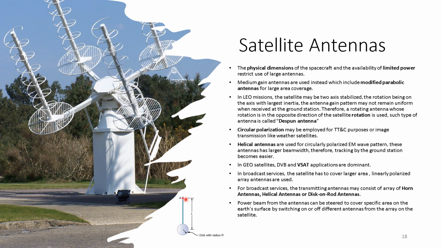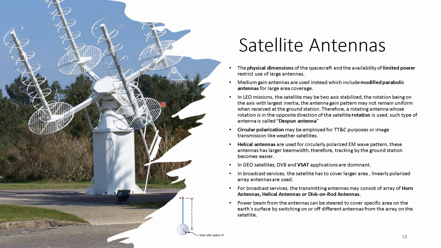If we are at the satellite, then we are limited because we have limited physical dimensions and limited power. So medium gain antennas are used, and this includes modified antennas for large area coverage, such as modified parabolic antennas. In LEO applications, the satellite may be two-axis stabilized, so we can have antennas that rotate to despun the antenna, because the entire satellite is moving quickly, so we need to control the rotation of the antenna to keep it directed.